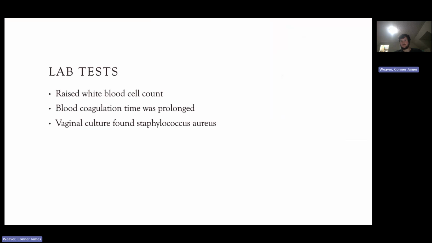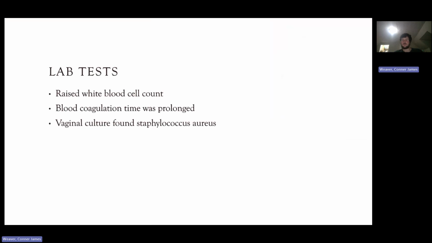They found that her blood coagulation time was prolonged, which indicates liver damage. They also found that her blood pressure had significantly dropped, and so did her blood volume. What was interesting is they did a cerebrospinal fluid culture and blood culture, and those both came back negative. But then they did a vaginal culture, and that's when they found Staphylococcus aureus. When they questioned her, she admitted that she had put in a tampon earlier that day.